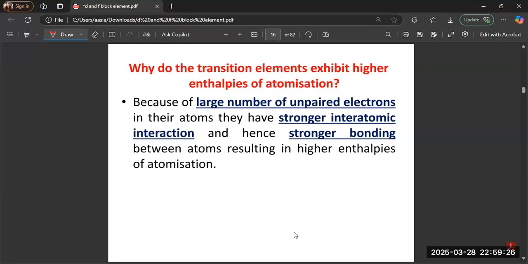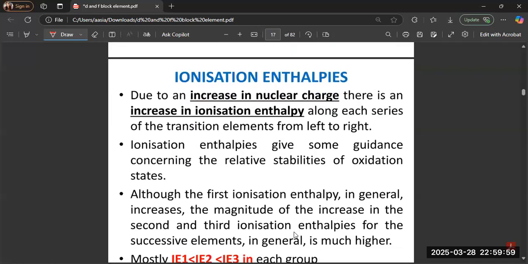Now, here's a question. Why do the transition elements exhibit higher enthalpies of atomization? Because of the large number of unpaired electrons in their atoms, they have a stronger interatomic interaction, and hence stronger bonding between atoms, resulting in higher enthalpies of atomization. So that's the reason behind the higher enthalpy of atomization in transition elements. Okay, let's discuss the ionization enthalpy.